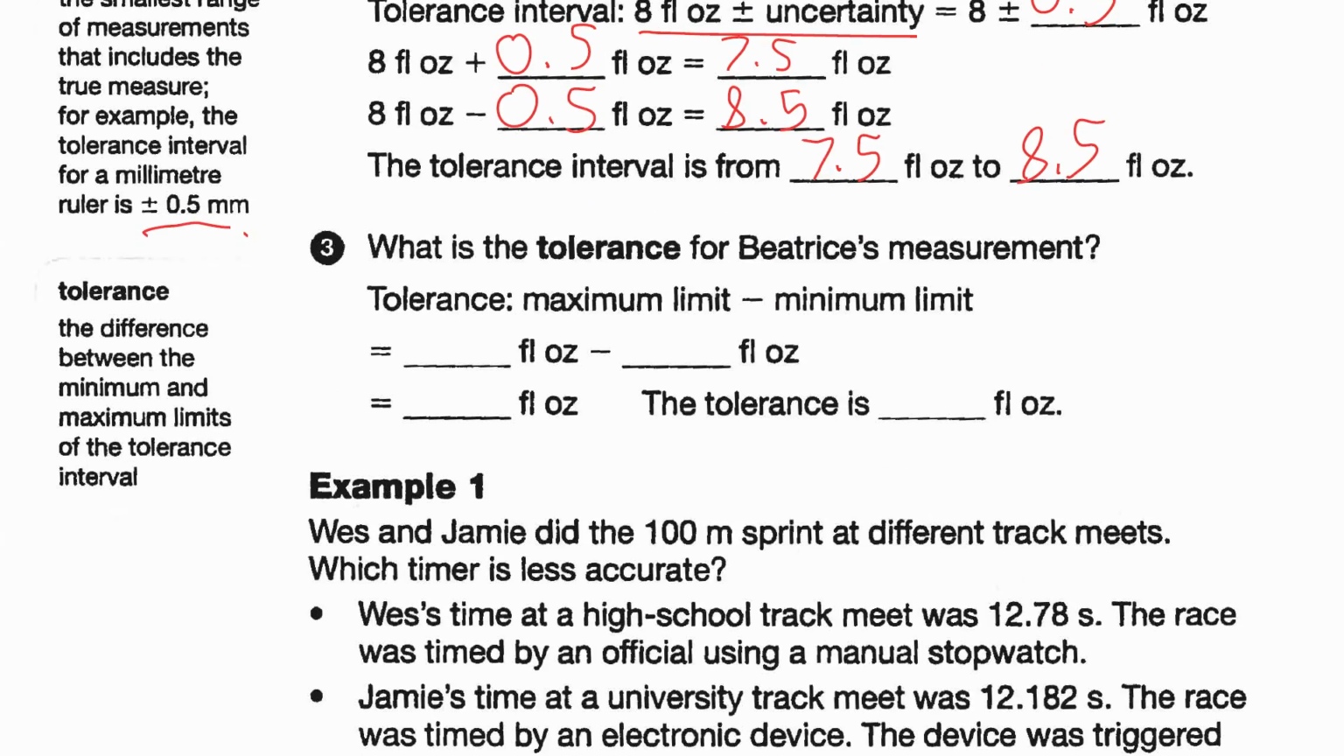What is the tolerance of Beatrice's measurement? Tolerance is equal to the maximum limit minus the minimum limit. And here on the side it says tolerance, the difference between the minimum and maximum. So our max that we calculated was 8.5 and our min was 7.5. So that equals 1. The tolerance is 1 fluid ounce. Not too bad.